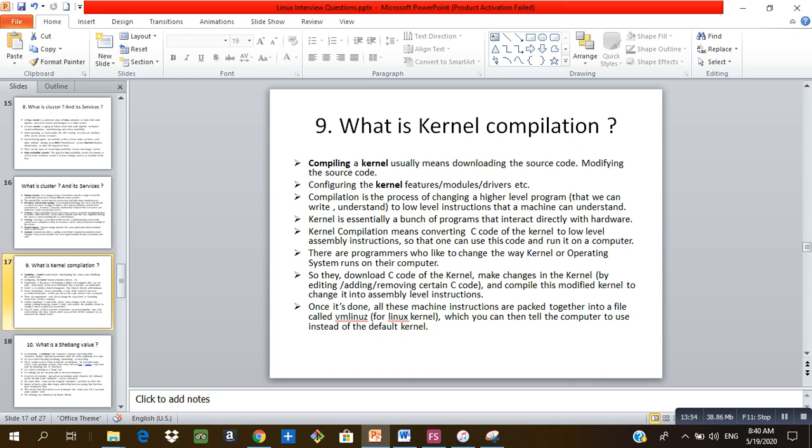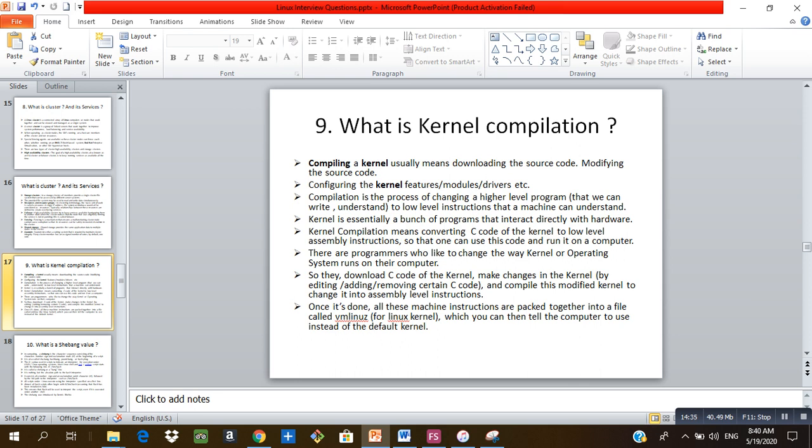And what is compilation? It is the process of changing a higher level program that we understand into lower level instructions that a machine can understand. Kernel is essentially a bunch of programs that interact directly with hardware, and kernel is also known as the heart of Linux because it is a program that interacts directly with the hardware. Our Linux operating system uses the kernel to communicate with the hardware resources.